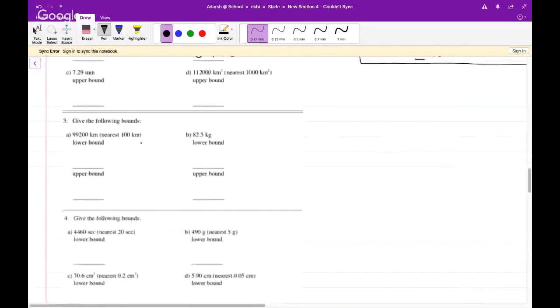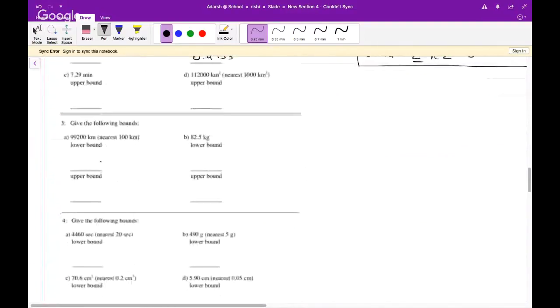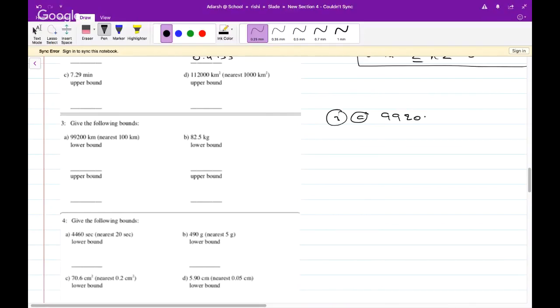I'll do one question from this. Now the third one, A part is 99200. So this number is already rounded off to the nearest 100. What is our rule? Divide 100 by 2, subtract from this and add to this. So 99200 minus 50, 99200 plus 50. This would get you 99150 as the lower bound and 99250 as our upper bound.